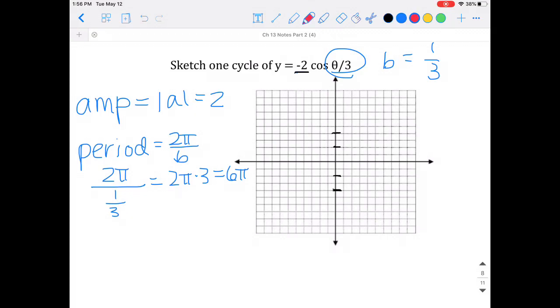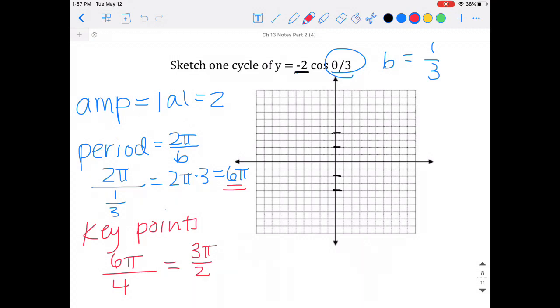To find our key points for this graph, we take our period and divide by 4. So 6 pi over 4 is giving us intervals of 3 pi over 2. So now we can label our theta axis with our intervals. So for our intervals, we're going to start at 3 pi over 2 plus 3 pi over 2 gives us 6 pi over 2, which is 3 pi. Plus 3 pi over 2 is 9 pi over 2. Plus 3 pi over 2 is 6 pi.